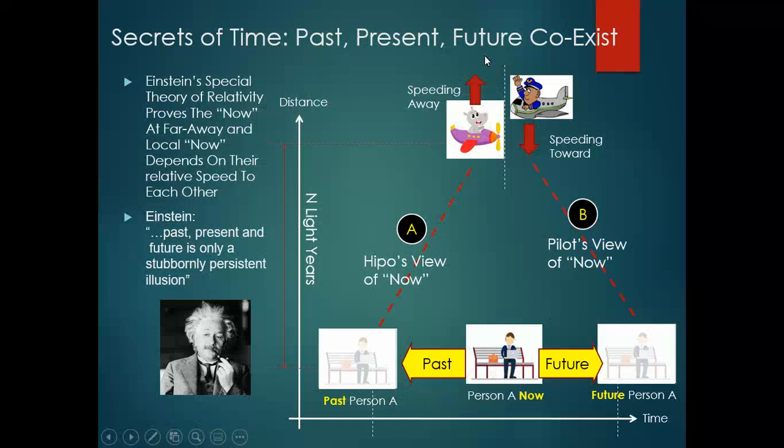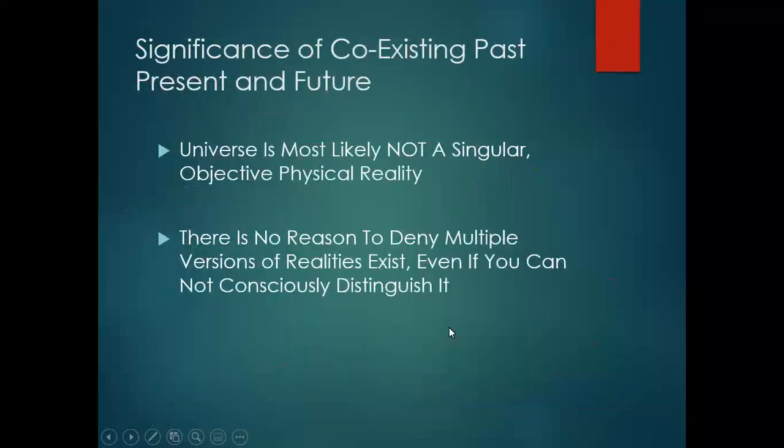And by their conscious decision, they can observe either the past person A or the future person A. What this model is telling us is that past, present, and future are illusions because they all exist. They all coexist. So what's the significance of coexisting past, present, and future? Well, the universe is most likely not a singular objective physical reality that most people feel like. Also, there is no reason to deny multiple versions of reality exist.